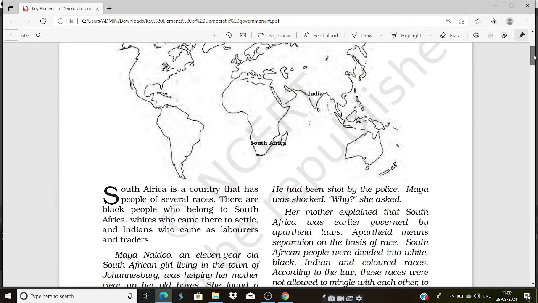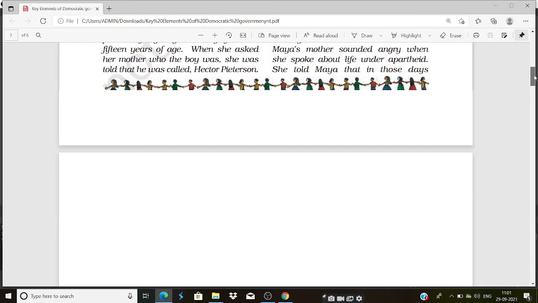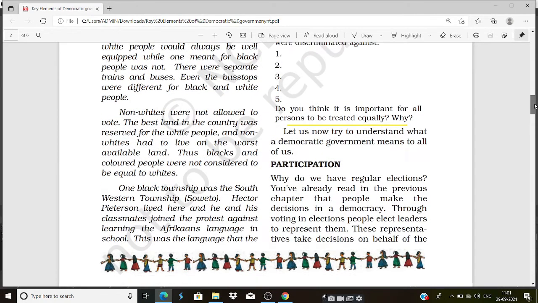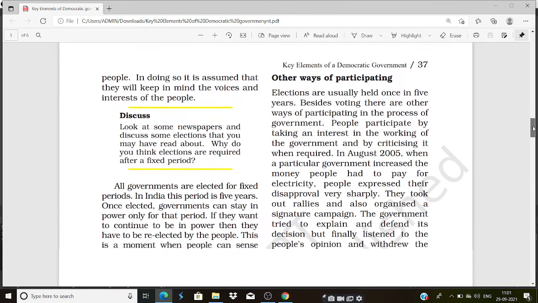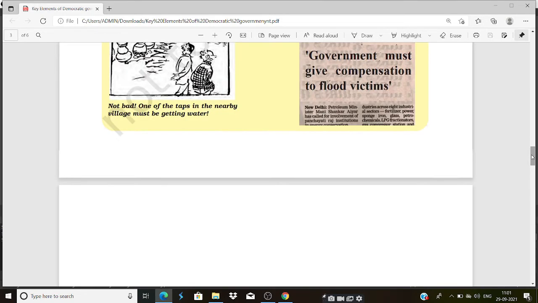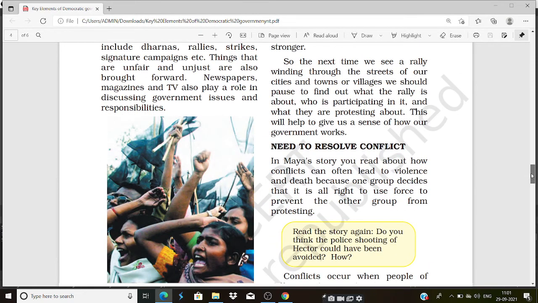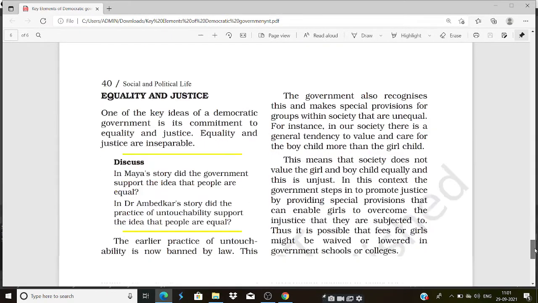In the previous class we have seen the story of the history of South Africa, people's participation in the government process, and the need to resolve the conflict between the people and the states. Now in this class we are going to discuss equality and justice. So let's try to understand the next point, equality and justice.